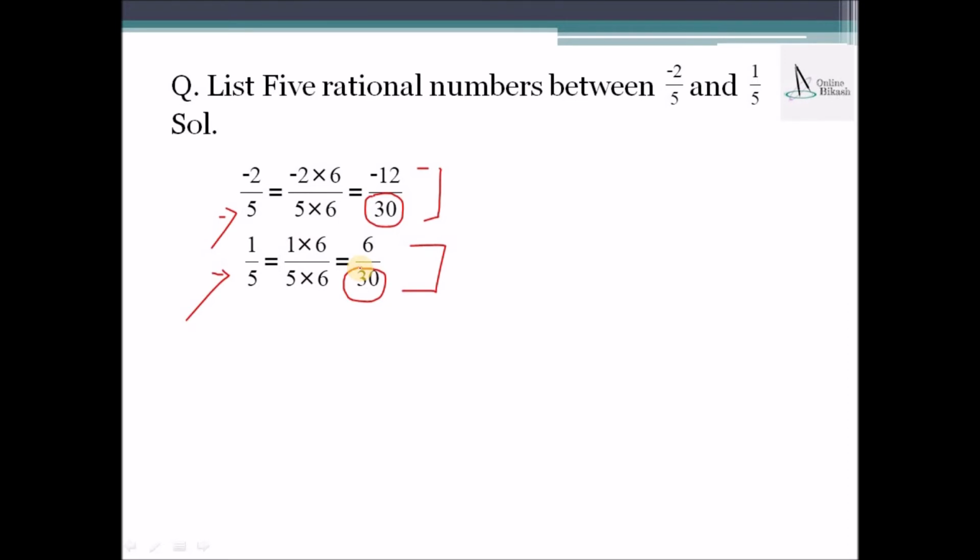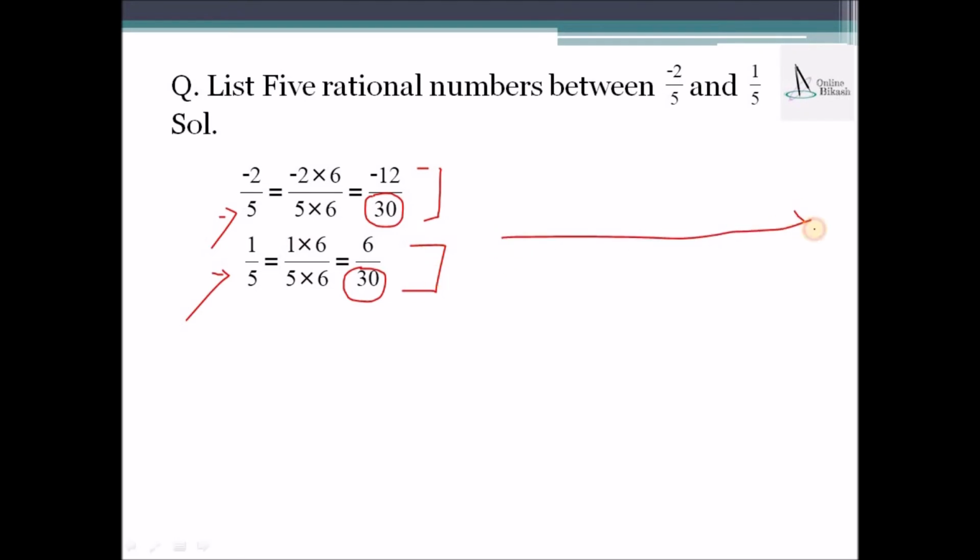And the answer will not be the same with everyone. That means the answers are not unique. If I get another answer, you will get another answer. In this case I multiply 6, you can multiply 10, you can multiply 20, you can multiply 100, no problem. Just you need to find 5 rational numbers between them. Now you see minus 12 by 30 and 6 by 30.